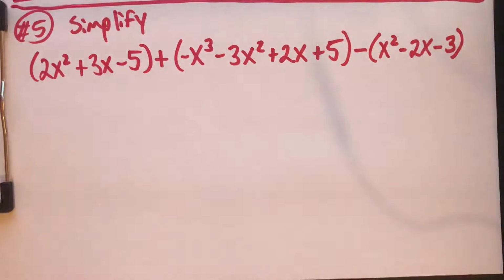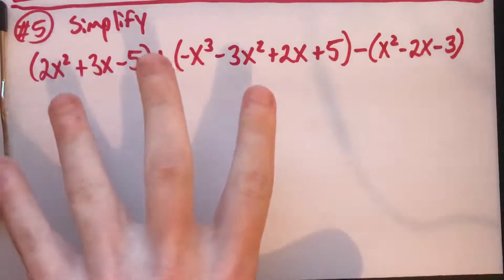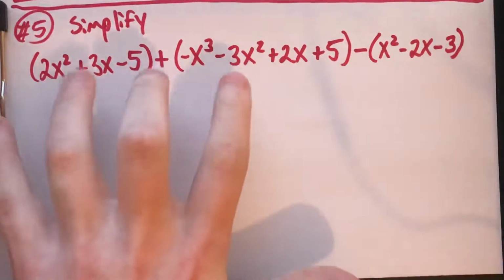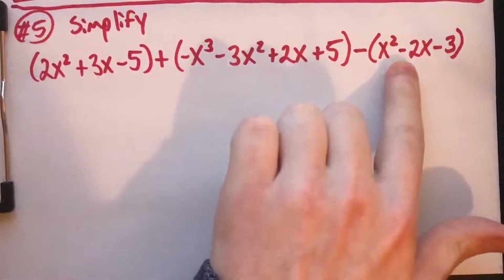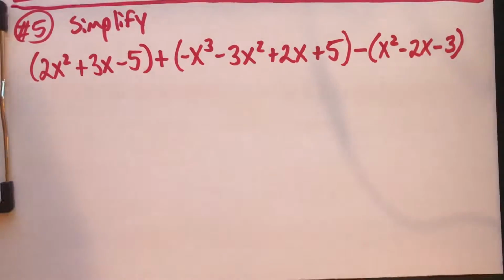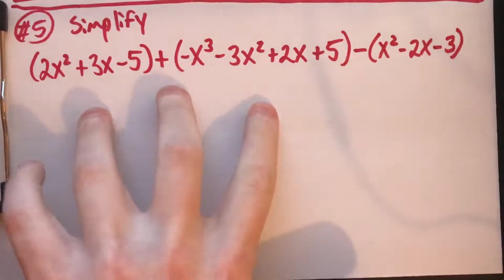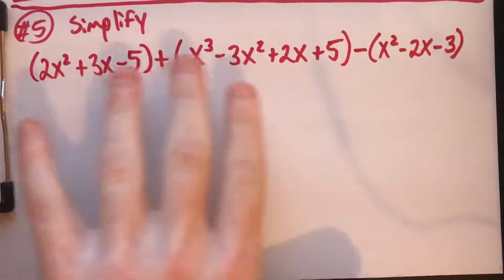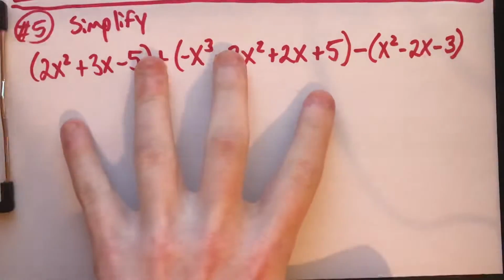Question number 5 asks us to simplify the following combination. We have a sum here, two things being added together, and then we have one subtraction. The first thing I'm going to do is notice that for the two addition problems here, these two things being added together, I don't really need the parentheses here.